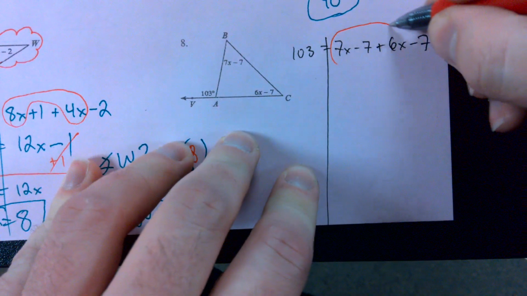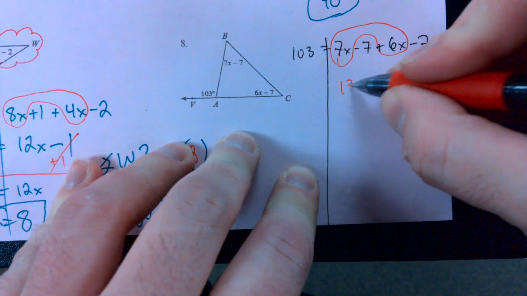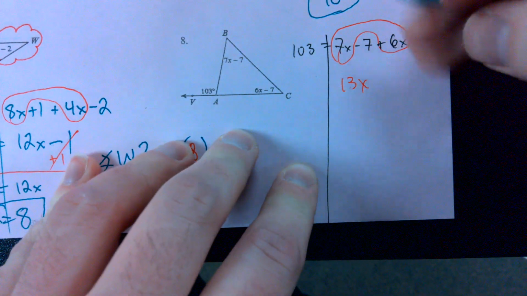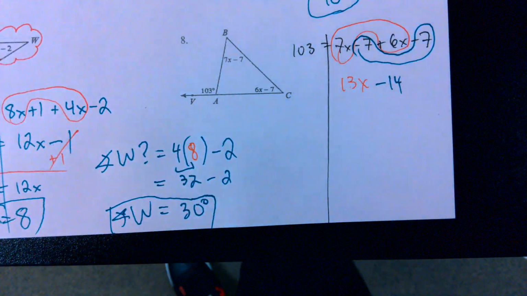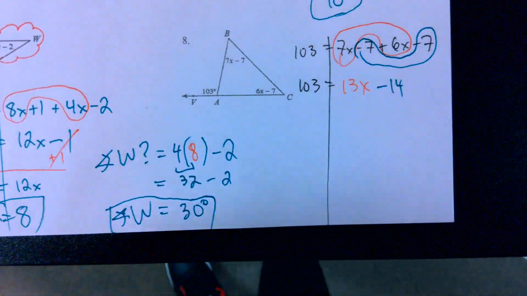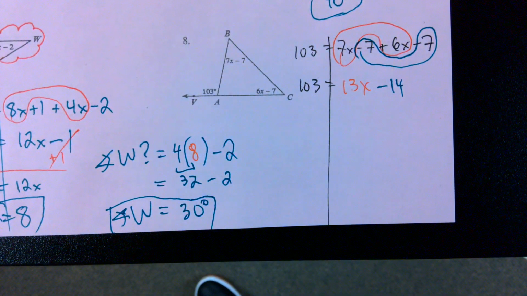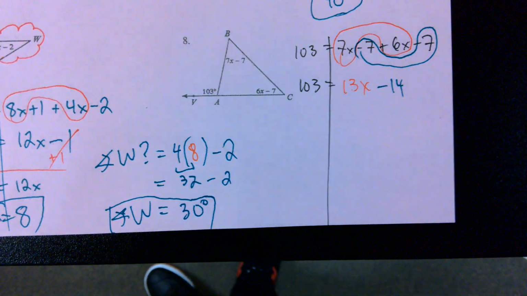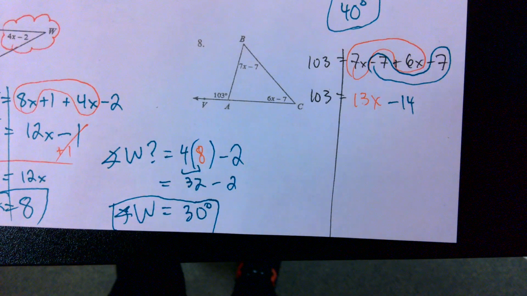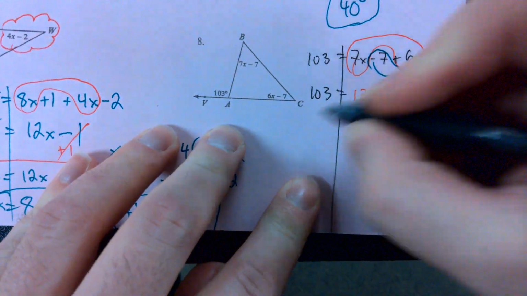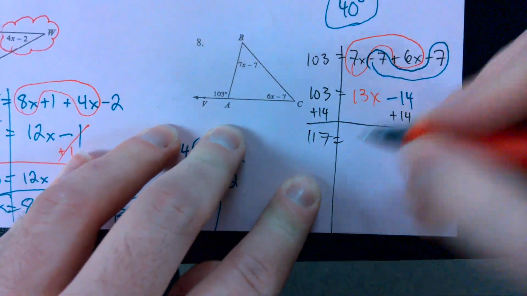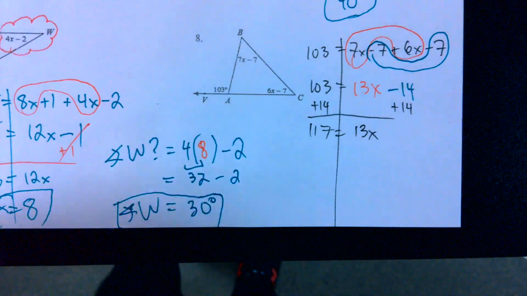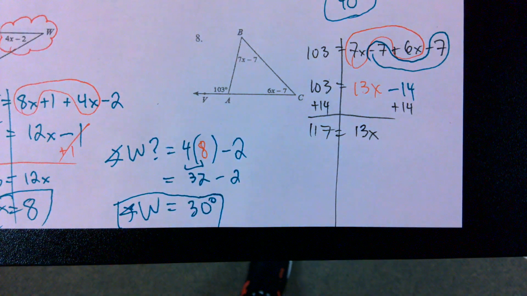Again, we're going to combine like terms. 7x plus 6x gives us 13x. Negative 7 minus 7 gives us negative 14. Still equal to 103. What are we going to do now? That's right, we're going to add 14 to both sides. Thank you, fellas. We get 117 equals 13x. I think that's right, right? Yeah, 117.